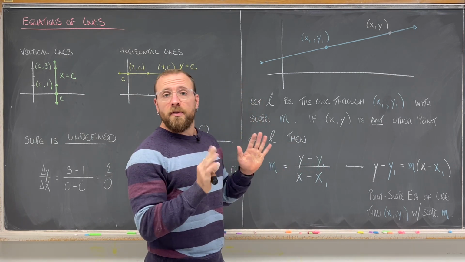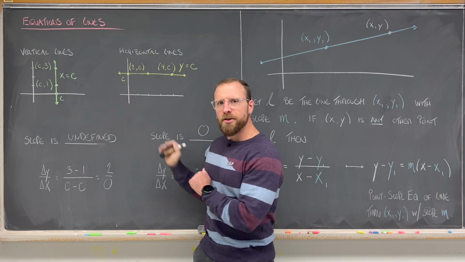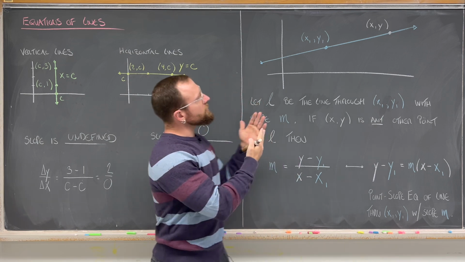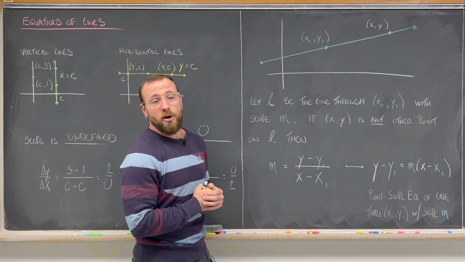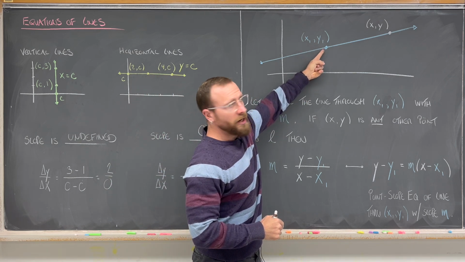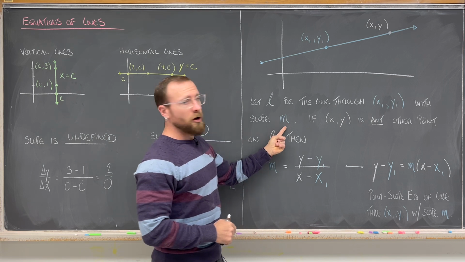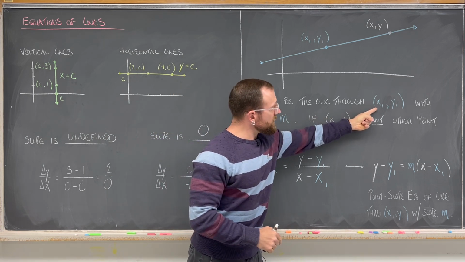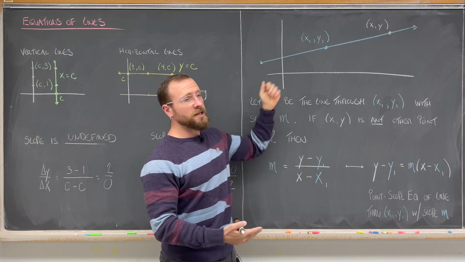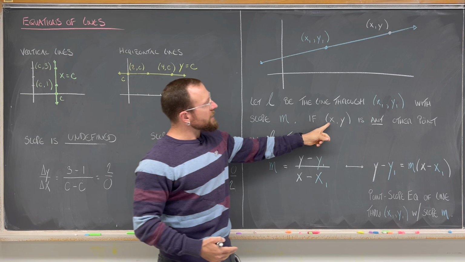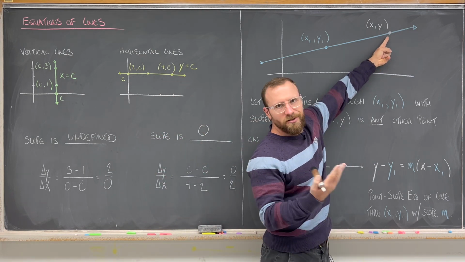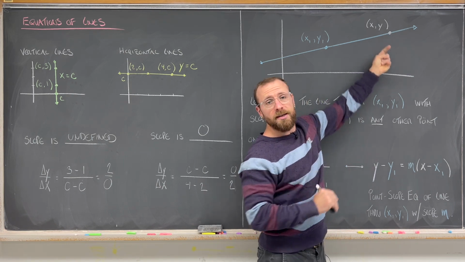But let's move on from those sort of exceptional cases of vertical and horizontal lines whose equations are very simple. And let's look at another line with any other slope. Okay? Let L be a line that passes through this particular point, x1, y1, with slope m. So this point and this number have been provided. I'm trying to develop an equation for this line. Okay? So imagine x, y is any other point on this line. I've picked out this one just for visual purposes, but it could be any point on this line.